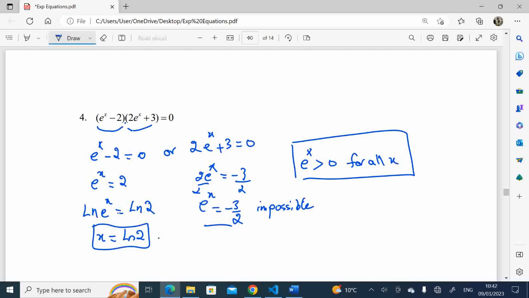Let's go to equation number 5. In equation number 5 we have 4e^(2x) - 2e^x + 2 = e^x + 3. In order to solve such an equation, first let us move all the terms to the left side and see what we get. We get 4e^(2x) - 2e^x + 2 - e^x - 3 = 0.